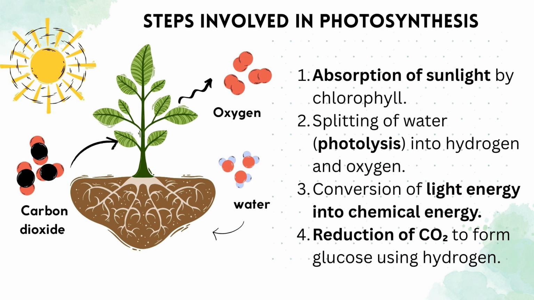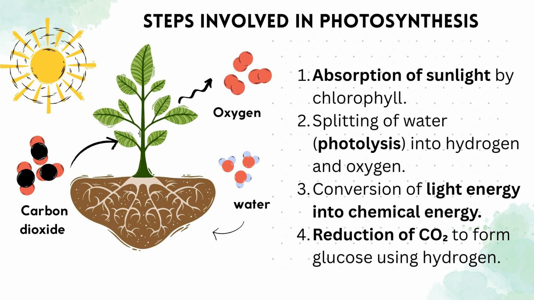Now let us look into the steps involved in photosynthesis. The green pigment chlorophyll present in the leaves absorbs sunlight. This is the first step because plants need sunlight to start the process of making food. Using the energy from sunlight, water absorbed by the roots is split into hydrogen and oxygen. This process is called photolysis. Oxygen is released into the air and hydrogen is kept inside the plant for the next step.